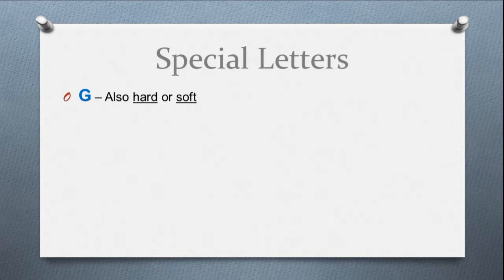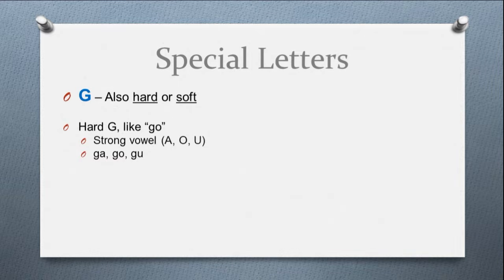Now G follows a very similar pattern, so you can think of these two letters in the same light. G is either hard or soft depending on what comes next. A hard G is g, like go. And that's when it's followed by a strong vowel. Remember that's A, O, or U. So ga, go, gu. Examples are agua, aga, gol.